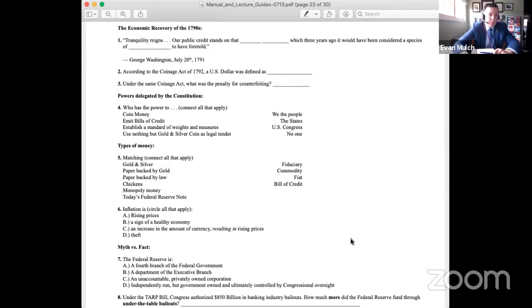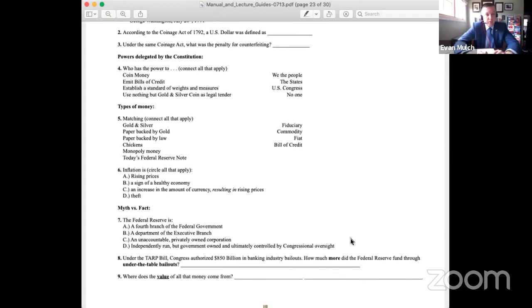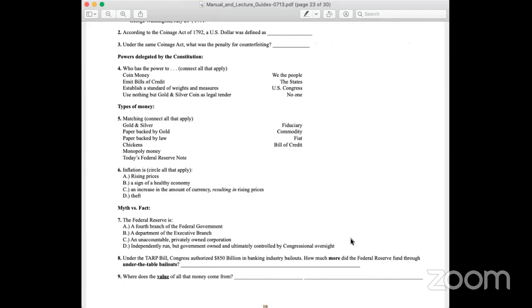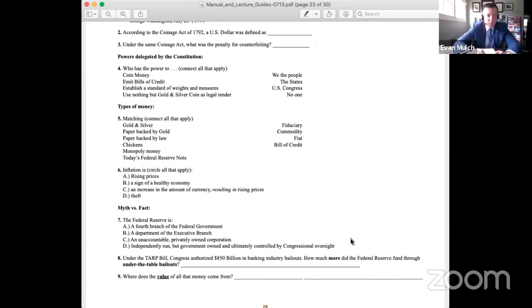Number 4, powers delegated by the Constitution. Now, we're supposed to connect these, so if you want to help out, please do. What we're supposed to be connecting is who has the power to, so connect all that apply. Coin money, who has the power to do that? Congress. Yep. Congress has the power to coin money.